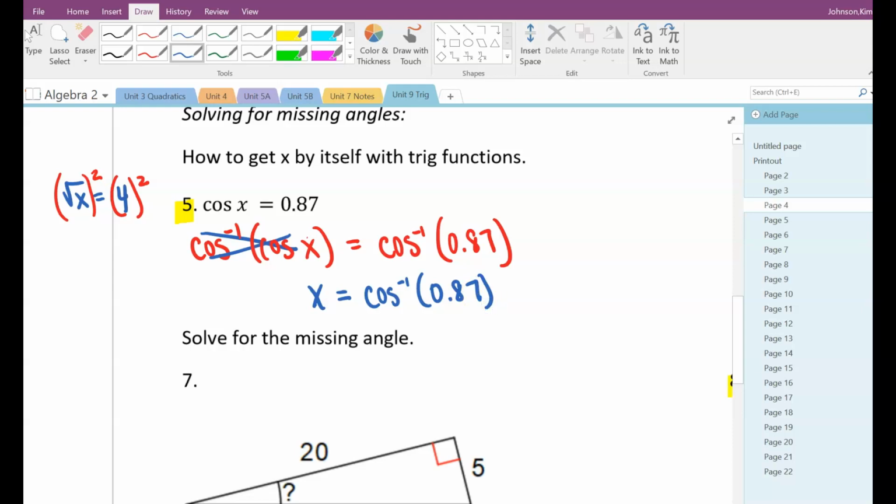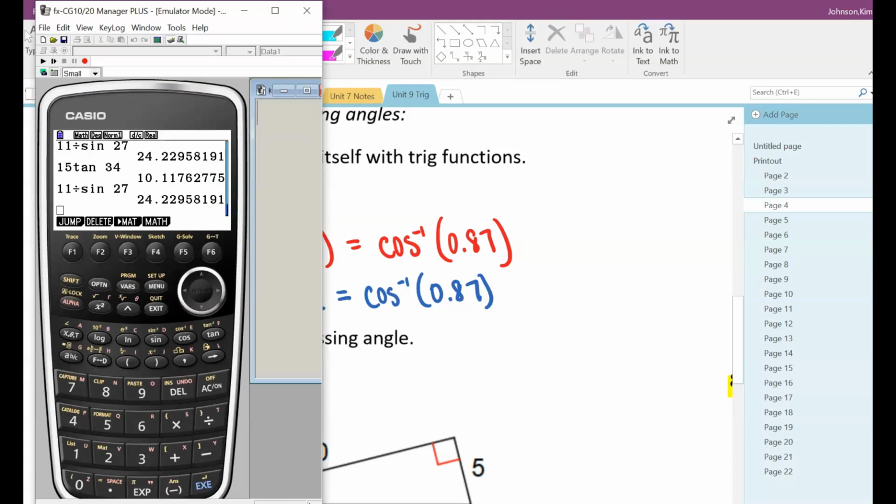And I'm going to type that into my calculator. Above the cosine is inverse cosine. And actually you have that for sine and tangent too. So to get that button, you're going to hit shift or second, depending on if you have the Casio or the TI. Casios, you'll do shift cosine. TIs, you'll do second cosine. And then 0.87.